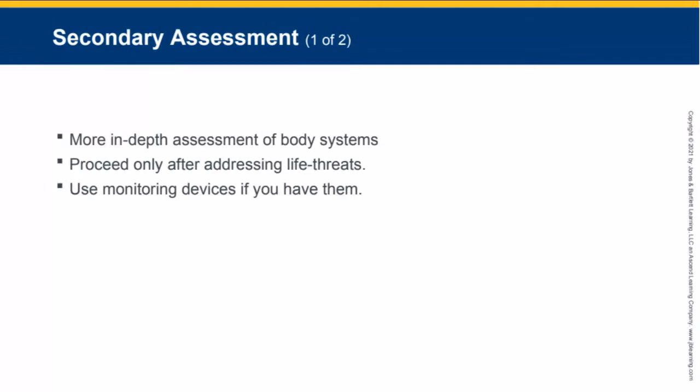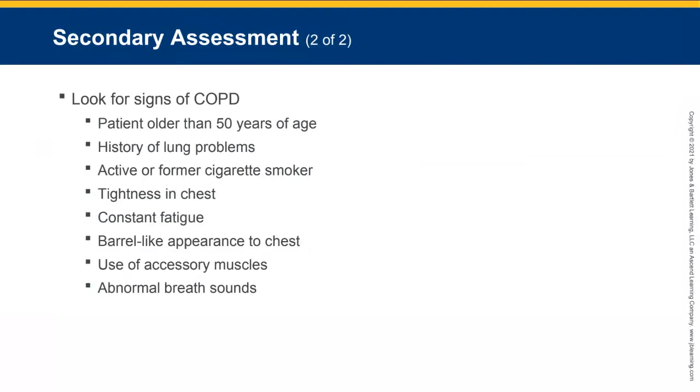In your secondary assessment, it's a more in-depth assessment of the body system. You proceed only after addressing life threats. And of course, you're going to be using your monitoring devices if you have them. Monitoring devices would be like your pulse oximeter, your blood pressure machine, and if you have any other devices, even your blood sugar machine.